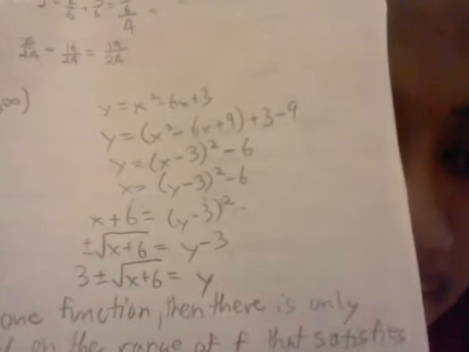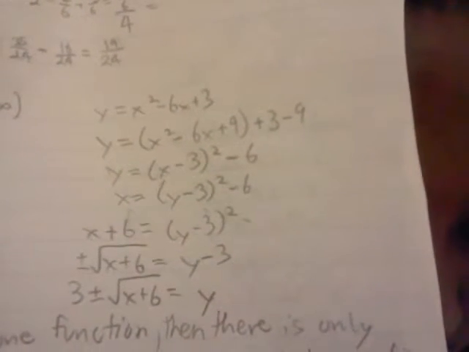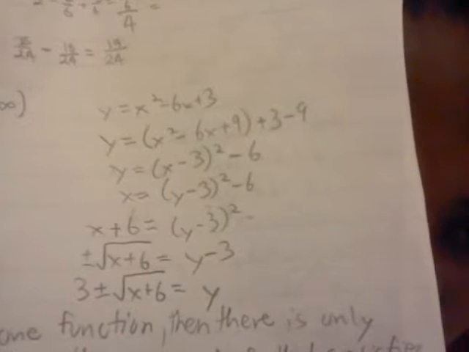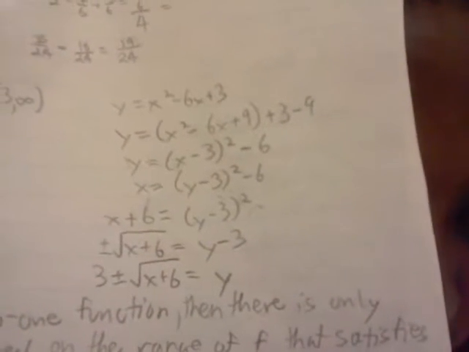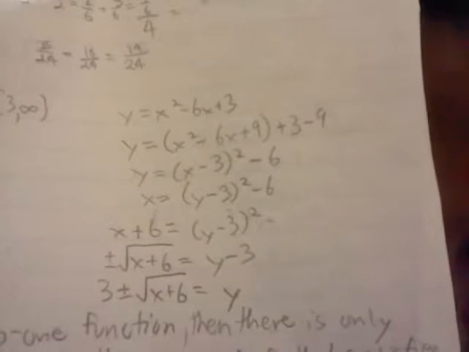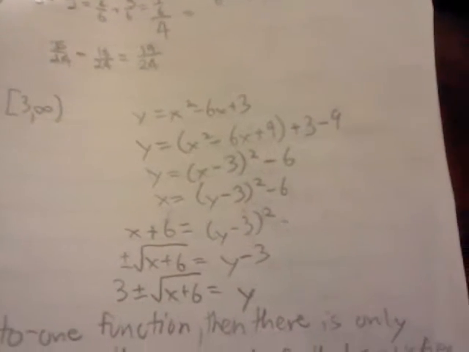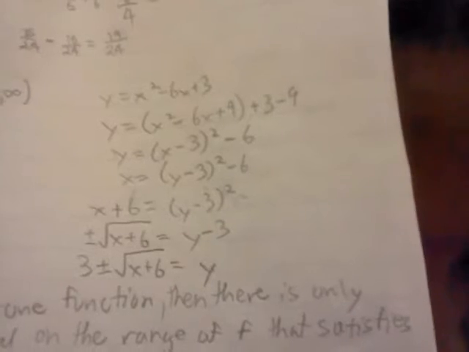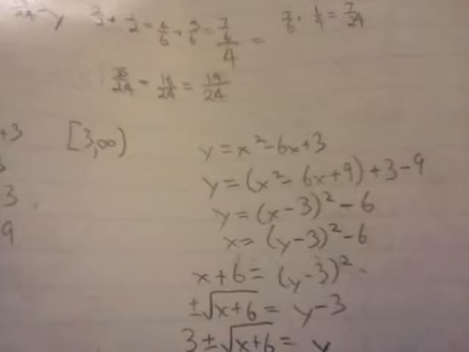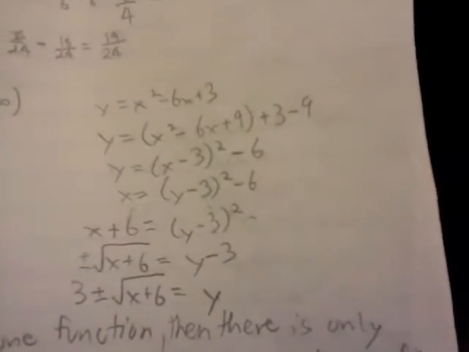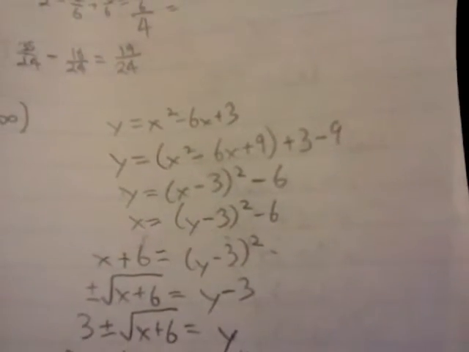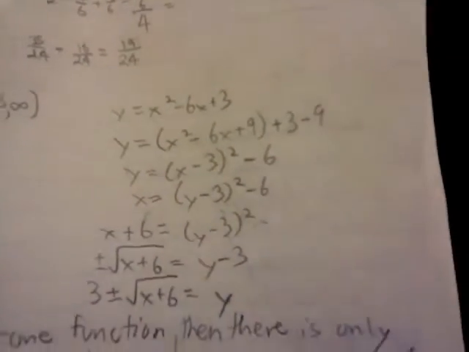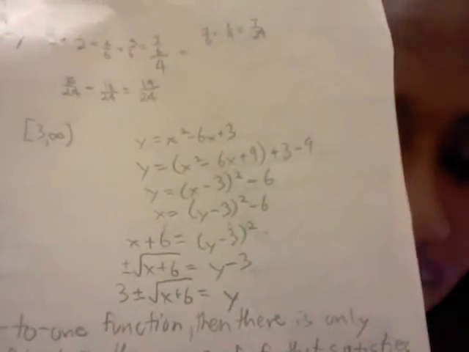Now you square root both sides. When you square root a number, it has to be plus or minus the square root. So it's going to be plus or minus the square root of x plus 6, which equals y minus 3. Then it's going to be 3 plus or minus the square root of x plus 6 equals y. Because the range is from 3 to infinity, it's only going to be 3 plus the square root of x plus 6. Because if you subtract it, it's going to turn into negative numbers, and that's not going to deal with that range.